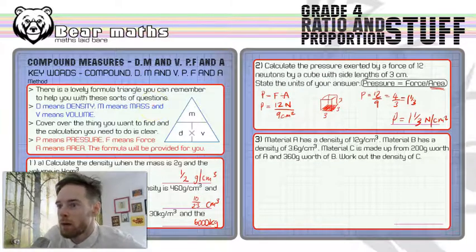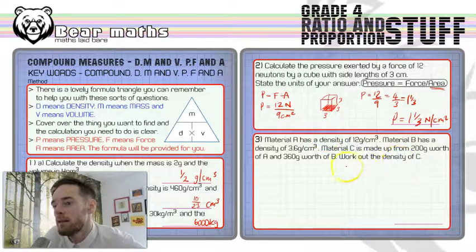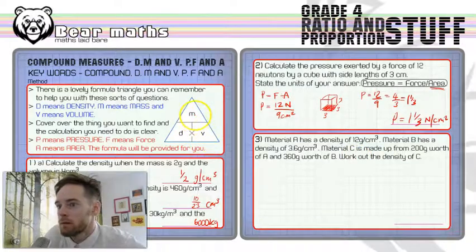So we've got 12 grams per centimeter cubed for A, and that's the density. B's got a density of 3.6 grams per centimeter cubed. Material C is made up from 200 grams worth of A and 360 grams worth of B. I'm going to work out the density of C. So for us to be able to work out the density of C, the ultimate end goal of this question, what we need to do is have the mass and the volume of the material C.